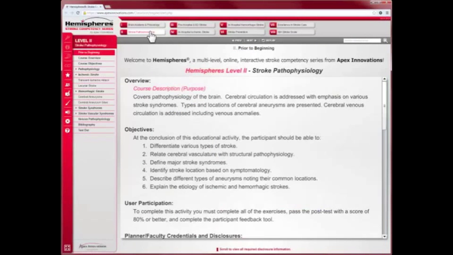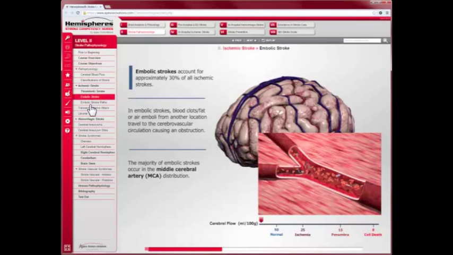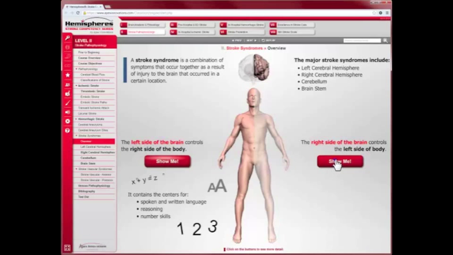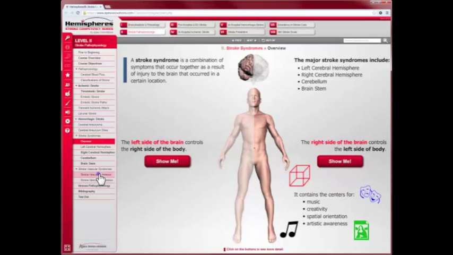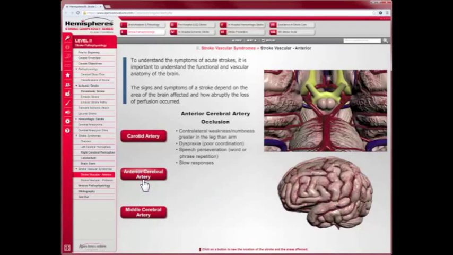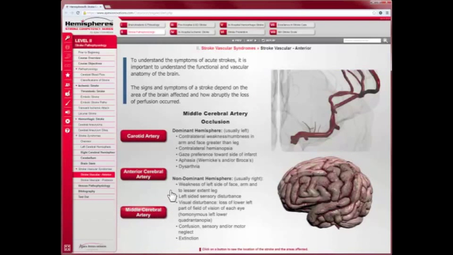Level 2 covers the pathophysiology of the brain. Cerebral circulation is addressed with emphasis on various stroke syndromes. Types and locations of cerebral aneurysms are presented. Ischemic and hemorrhagic stroke are covered in detail, ensuring each learning variance is addressed.